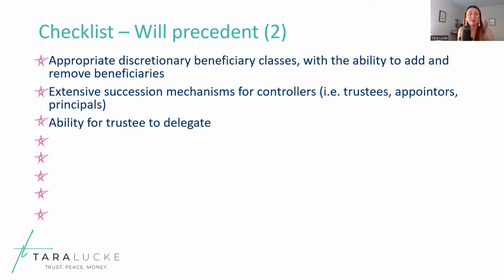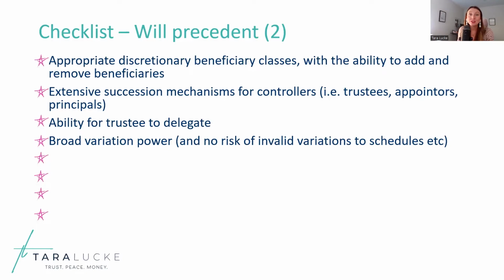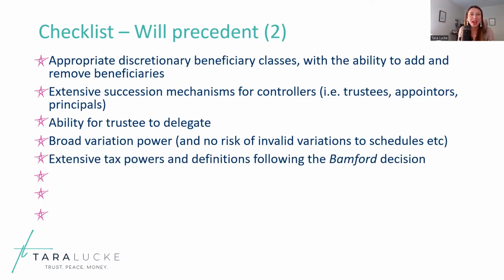Just general delegation powers, like ability for a trustee to nominate an attorney. The variation power is really critical, and just making sure it's broad enough. We've had a string of cases where people are doing variations to trust deeds that have turned out to be ineffective, like varying schedules or not getting consents. So being really satisfied that you're setting up these trusts with a variation power that is going to last the distance, because you can't really vary the variation power after the trust has been set up.